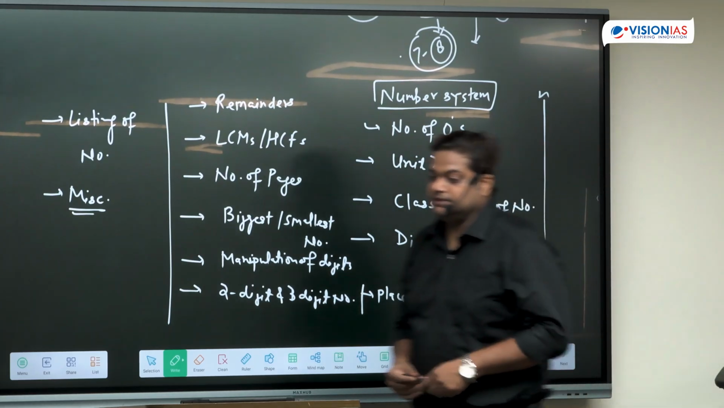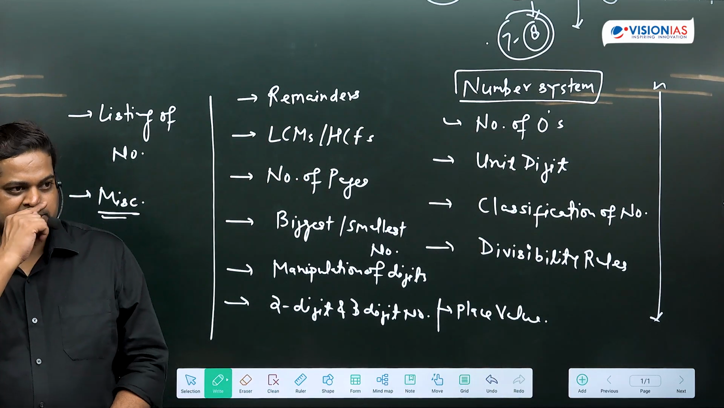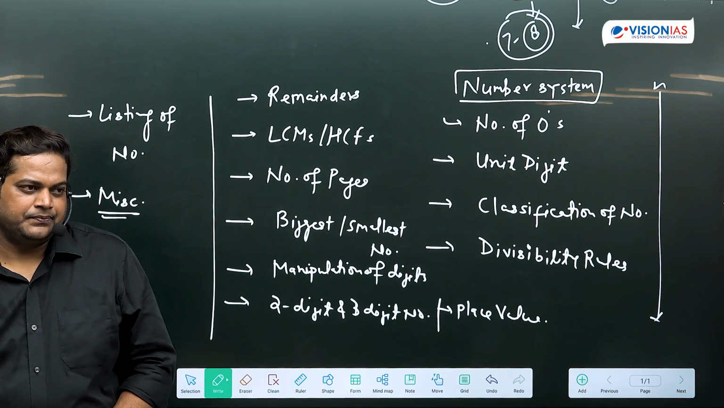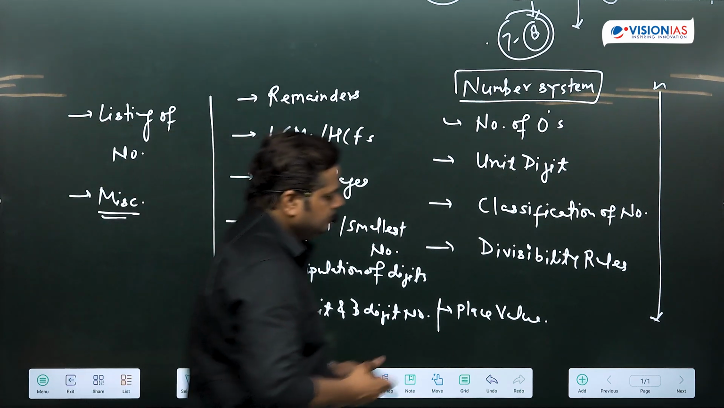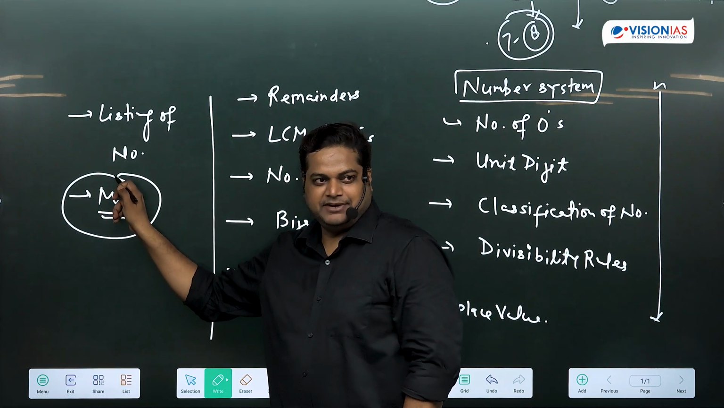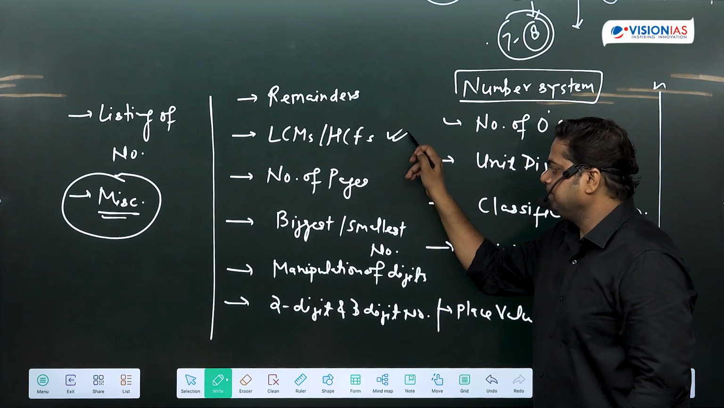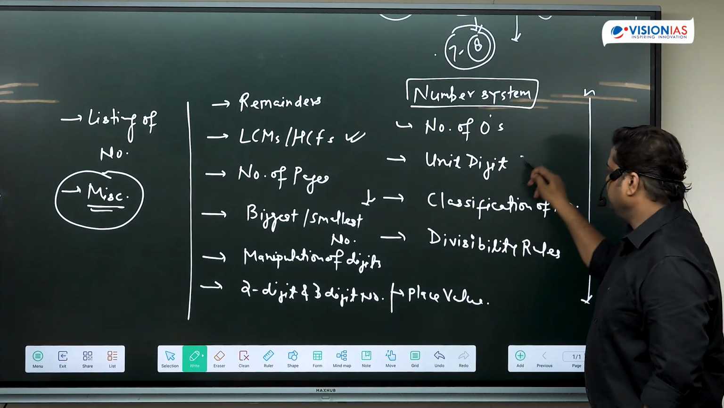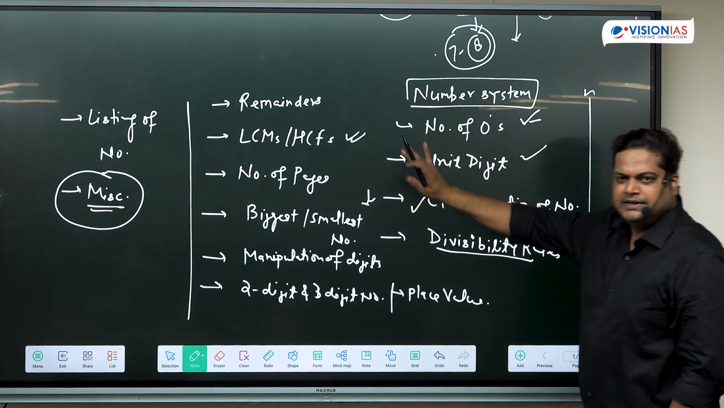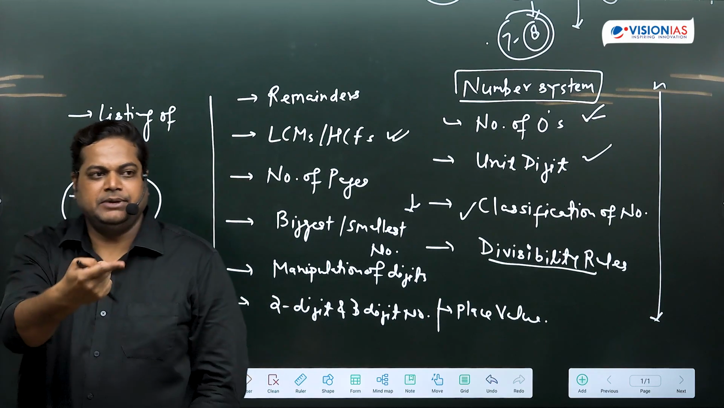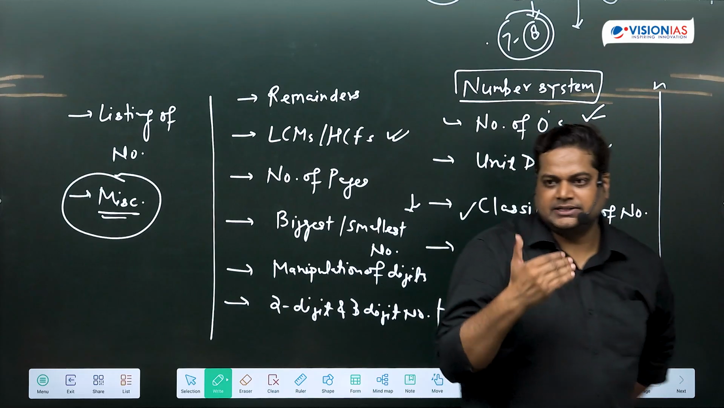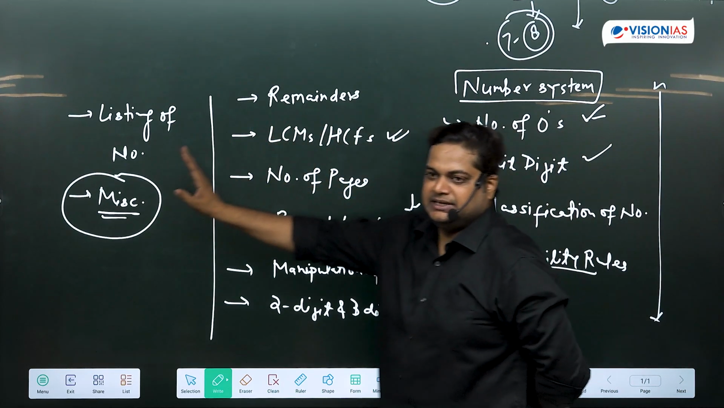So we need to understand the concept, the basics of these subtopics, and how we can approach the questions. And in the miscellaneous part, if they want to make new questions, the way UPSC is framing, they are going to club unit digit, divisibility rule, classification of numbers, number of zeros. This way they can club 2-3 subtopics and make new questions. So for that we need to understand these subtopics. Then only can we go for this miscellaneous part.